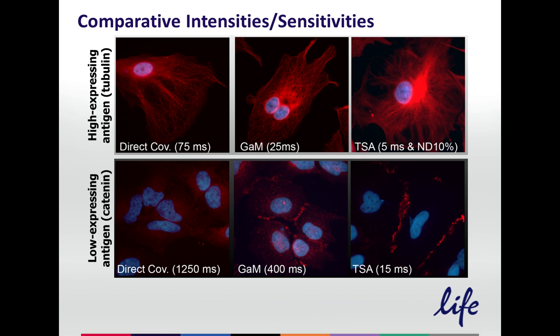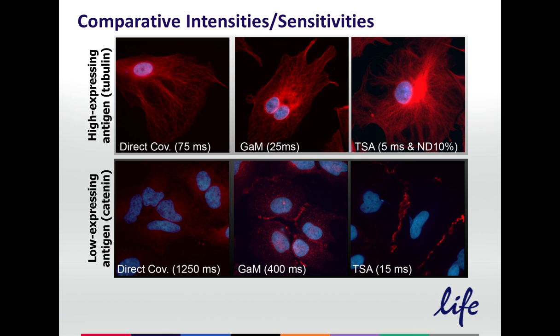More commonly, in the center top there, you can see a goat anti-mouse standard secondary detection. That works very well. It gives a reasonably bright signal, bright enough for any common imaging. And then the upper right-hand corner, now you see TSA labeling. It's super bright, 5 milliseconds, even with a 10% neutral density filter thrown in. So it's actually too bright for standard imaging, and you've lost some resolution.